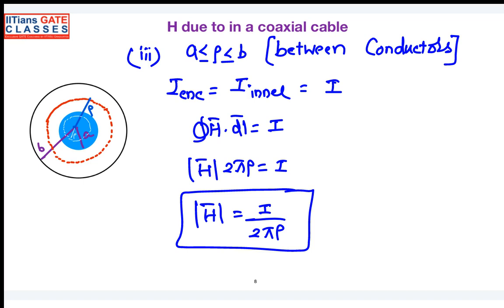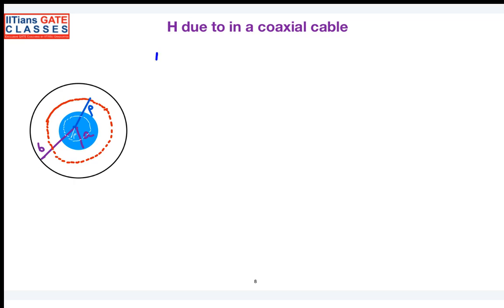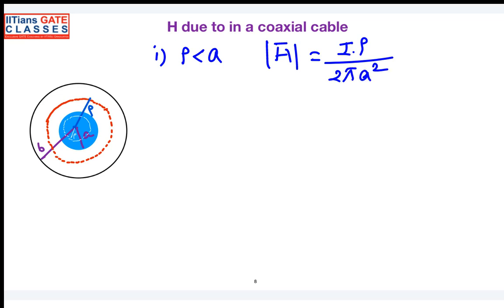I will summarize here whatever we have discussed in the coaxial cable. The first thing, when you consider a point within the inner conductor, you are getting the magnetic field intensity equation like this: I into rho by 2 pi a square. So your magnetic field intensity will increase with the increase in rho. So it is directly proportional. Can you tell me the reason why? When you are within the inner conductor, as the value of rho increases, the magnetic field intensity is going to increase. What will be the reason? This is a mathematical equation, but can you justify how it is?